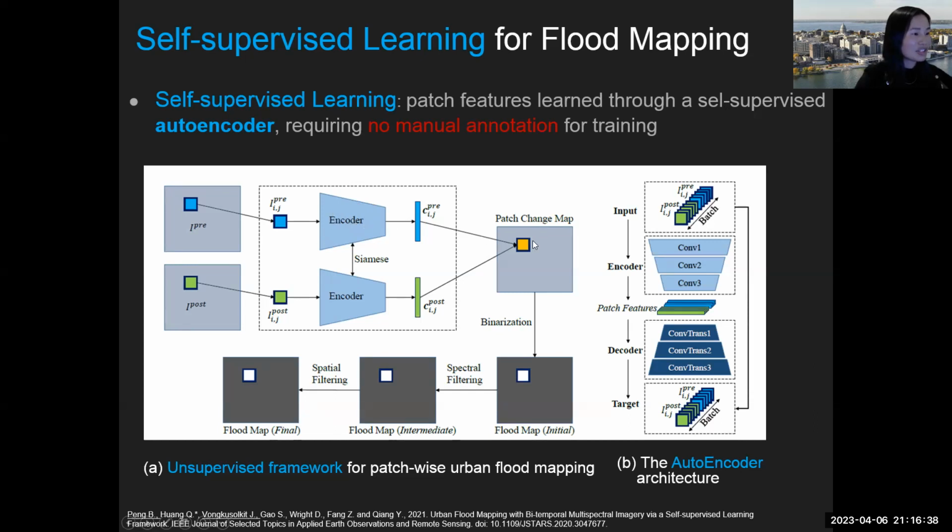In the end, through the rendered features, we can generate a patch change map, which is then finalized into flood or non-flood. We also developed two post-processing optimization strategies, including spectral filtering and spatial filtering, to remove false positives.